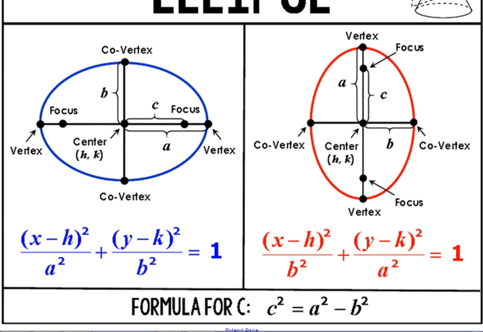Here's what needs to be noted. A is always greater than b. That's how you know which way it should be oriented. So if x is over the bigger number, then this ellipse is going to be wider than it is tall. If y is over the bigger number, it's going to be taller than it is wide. So that's how you determine your orientation for your ellipse.